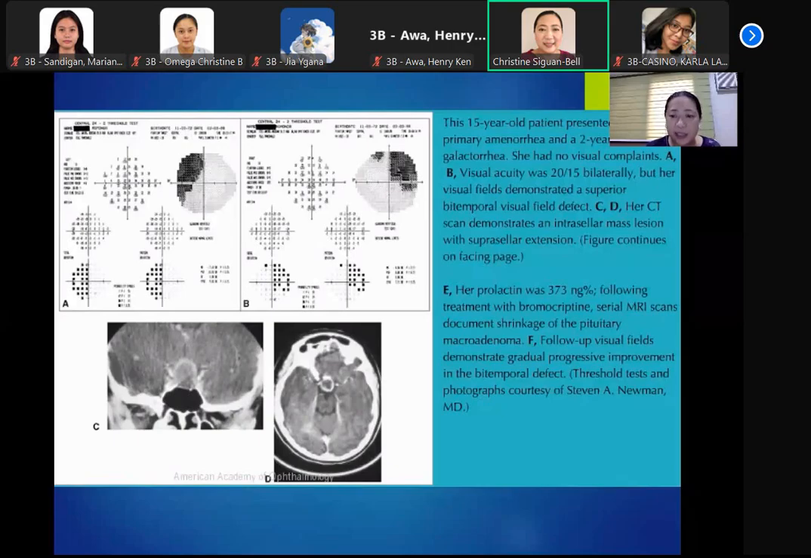Her prolactin was 37 nanograms per cent following treatment with bromocriptine. Serial MRI scans document shrinkage of the pituitary macroadenoma. Follow-up visual field demonstrates gradual progressive improvement in the bitemporal defect.